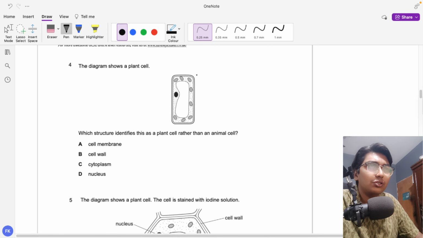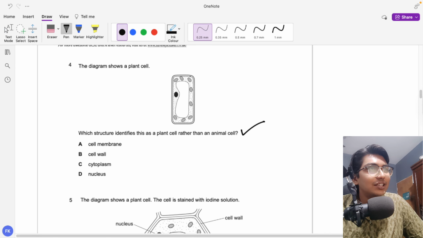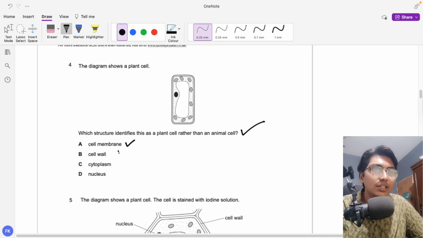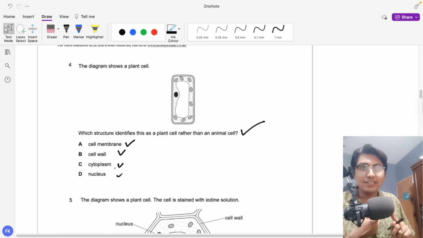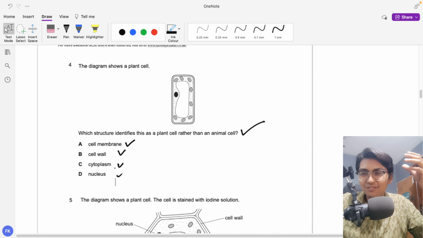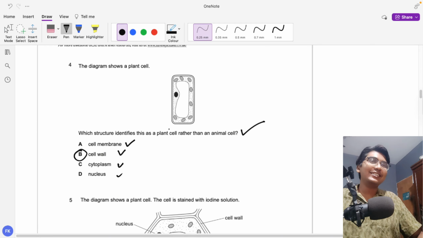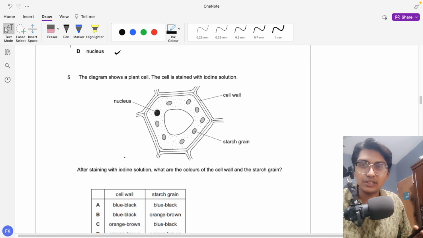Now let's look at another question. The diagram shows a plant cell. Which structure identifies this as a plant cell rather than an animal cell? This is a very interesting question. Look, both plant and animal cells have a cell membrane, right? So our structures are cell membrane, cell wall, cytoplasm, nucleus. Both animal and plant cells have cell membrane, cytoplasm, and nucleus. So what does an animal cell not have? It's the cell wall. Isn't it interesting? I hope you are pausing the video and trying to answer that yourself.